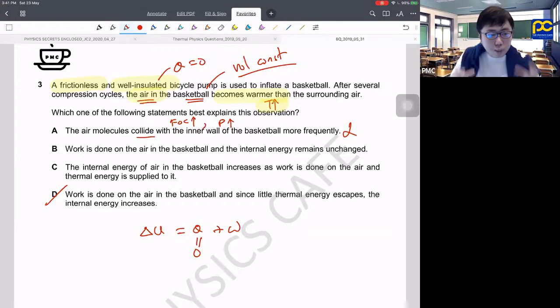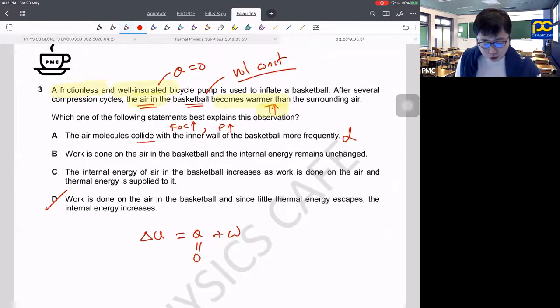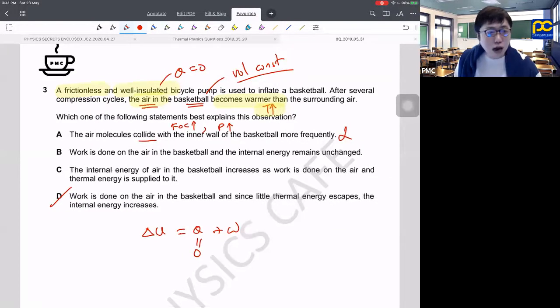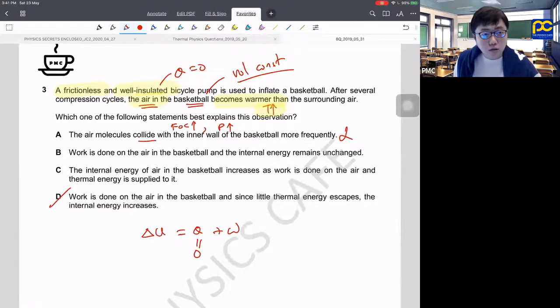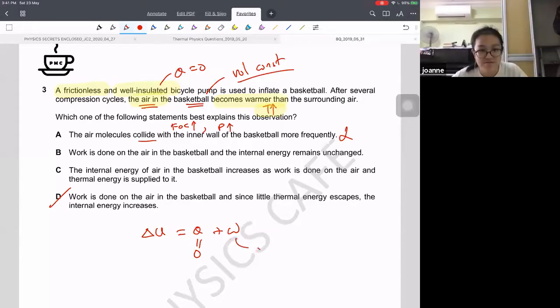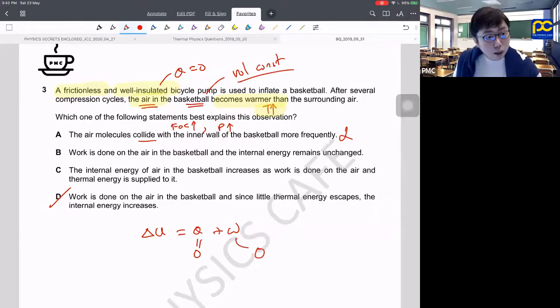But let's say tire, basketball, and all this, we assume it to be isovolumetric. So since it is isovolumetric, Joanna, would the work done on the basketball be 0? Zero, right? So initially you said 0, but that is wrong.